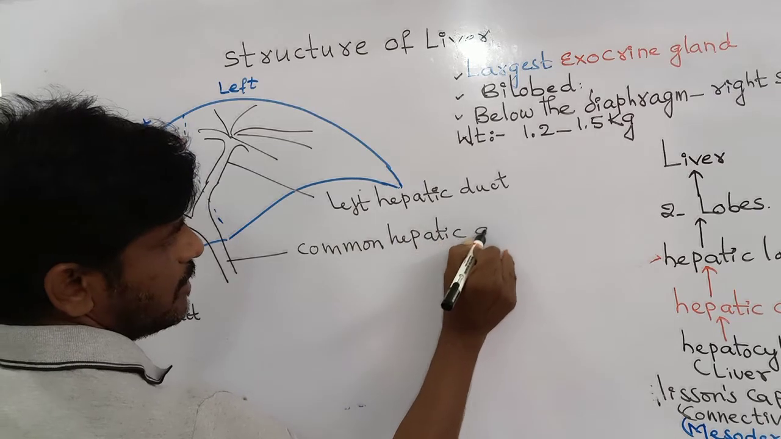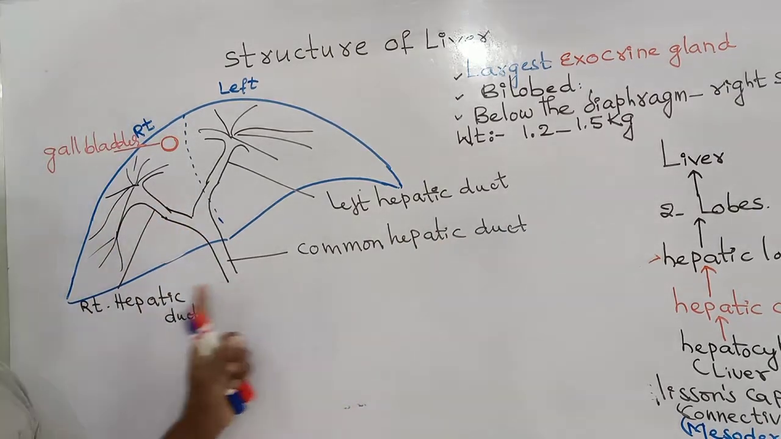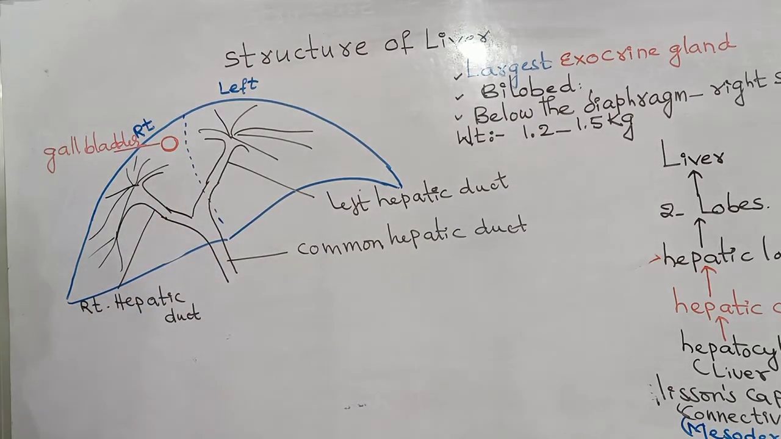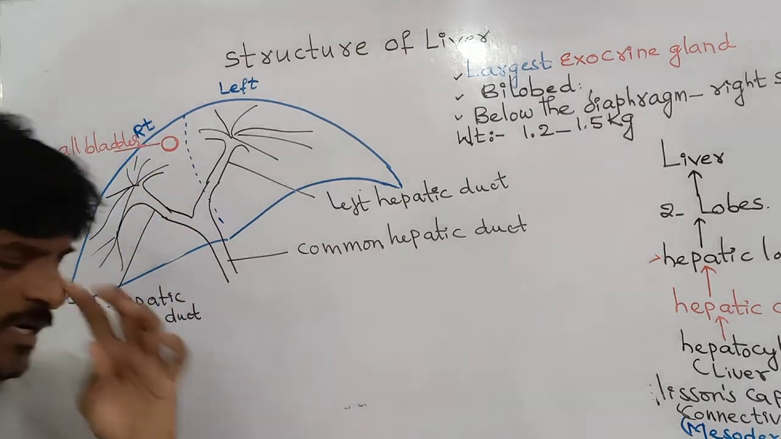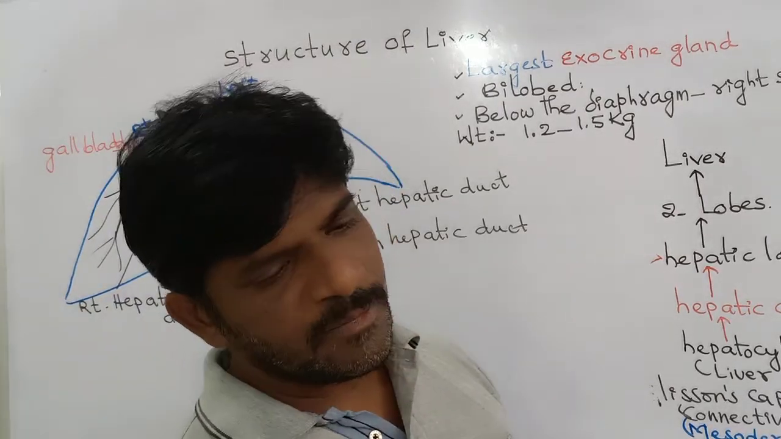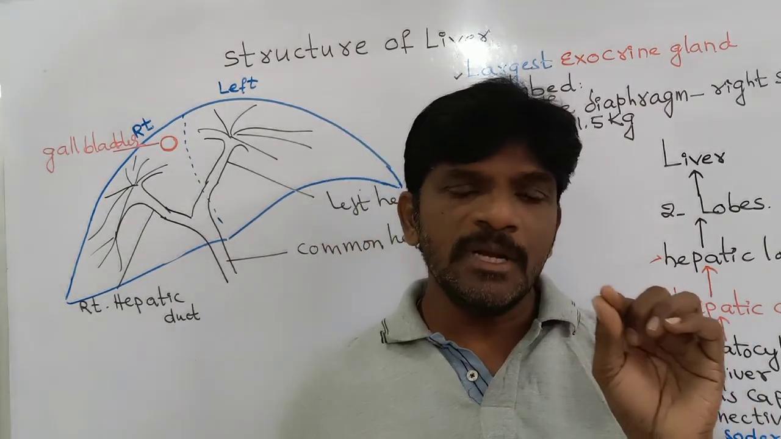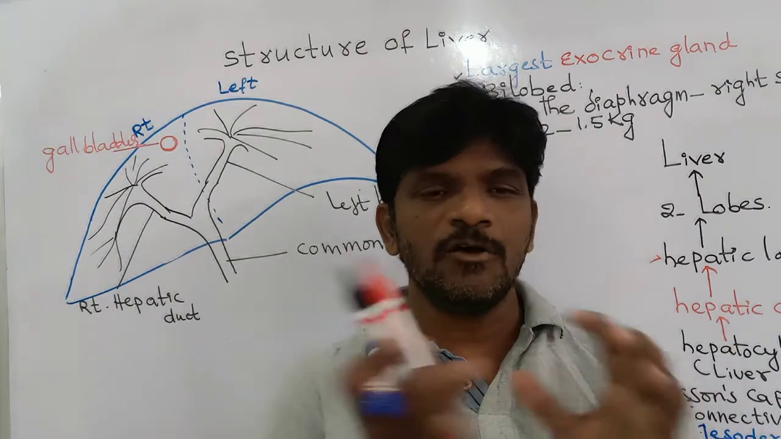Hepatic duct. A common hepatic duct is equal to the right hepatic duct plus the left hepatic duct. You see this, very important. This is the gallbladder. Before I discuss the duct which is coming from the gallbladder, what is the purpose of the gallbladder? Gallbladder is mainly meant for the storage of the bile juice and for the concentration of the bile juice.